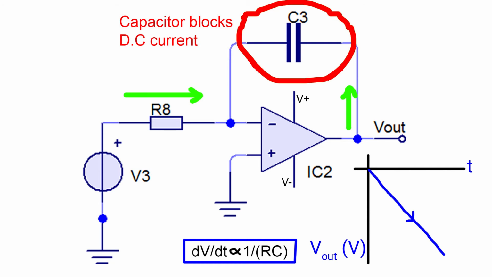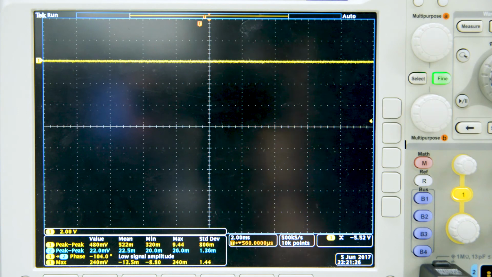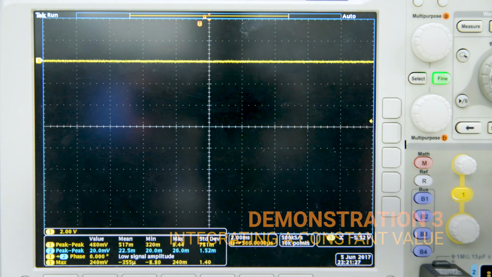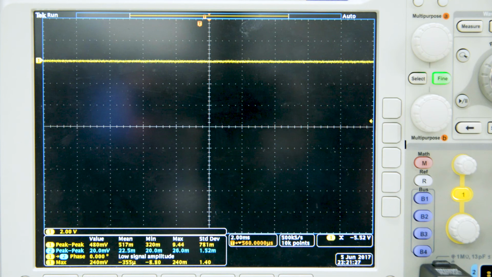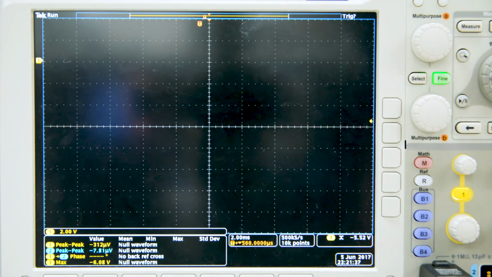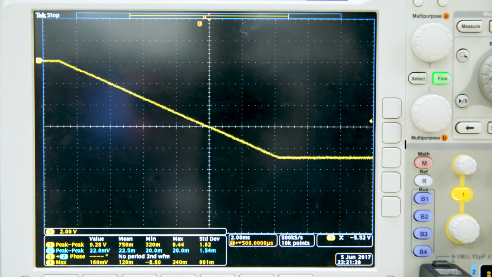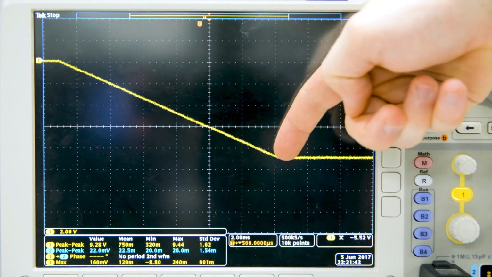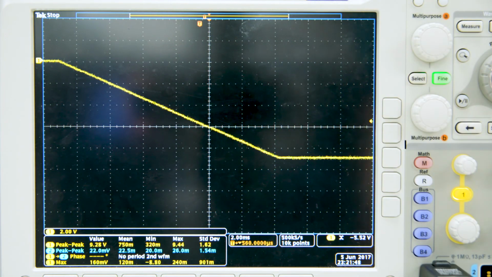So there's currently a constant positive voltage at the input to the integrator, but the capacitor's been shorted out, so there's no voltage at the output. When we remove that short, we'll be adding the capacitor back in and it will start to integrate downwards in a ramp, because if you integrate a constant you get a straight line. So the output voltage will slope down at a constant rate until it hits the supply rail where it can go no further.